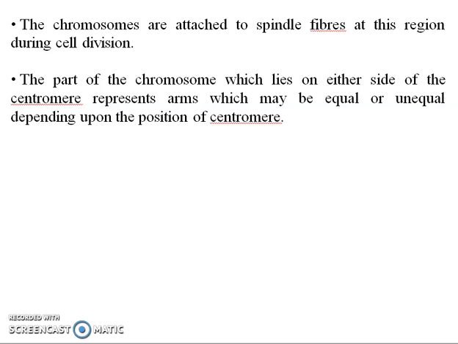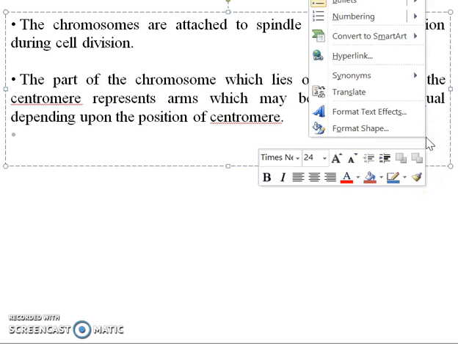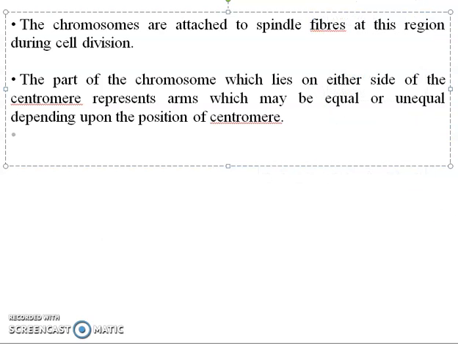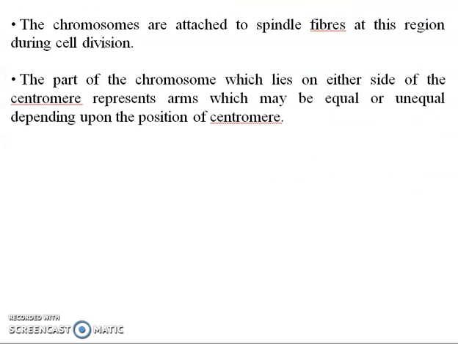The parts of the chromosome which lie on either side of the centromere represent the arms, which may be equal or unequal depending on the position of the centromere. So depending upon the position of the centromere, there may be a change in the chromosomes. Sometimes the arms may be equal, or sometimes unequal, so there are different types. The types based on the position of the centromere we will discuss in the next class.